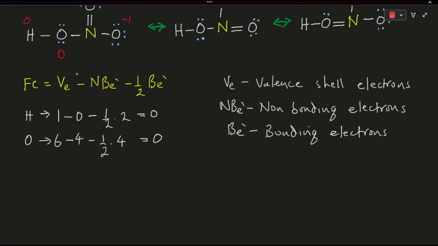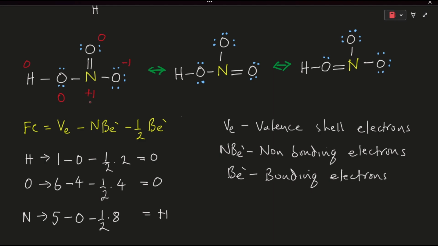Now, for nitrogen, nitrogen has valence shell electrons of 5, minus the non-bonding electrons, which is 0, because all its valence shell electrons are involved in the bonding, minus half its bonding electrons. Now here, nitrogen has 8 bonding electrons. We have 4 here, 2 here, and 2 in this bond. So nitrogen has 8 bonding electrons, which means that the formal charge on nitrogen is +1. So that means that the algebraic sum of the formal charges for this Lewis structure is 0.